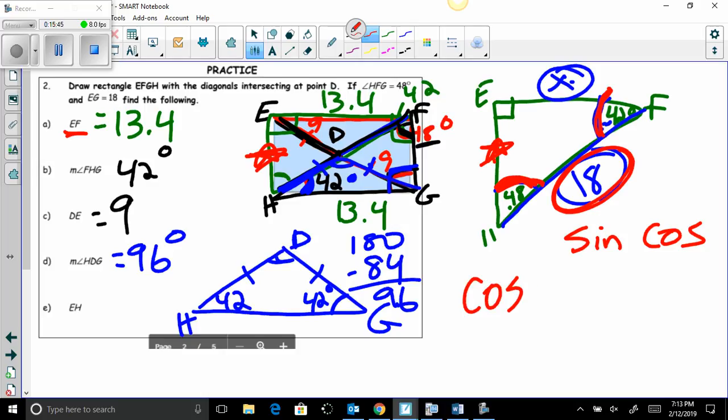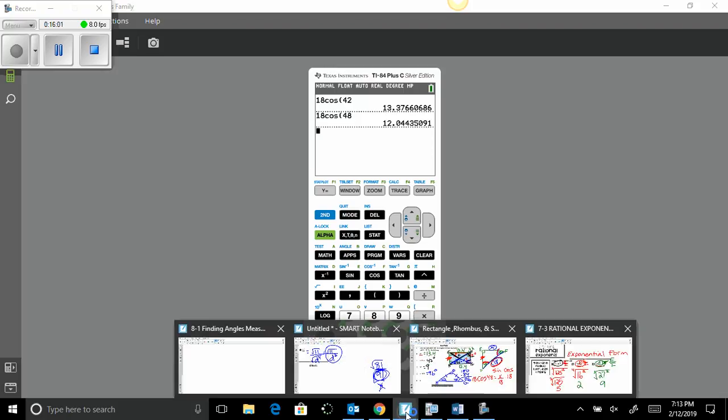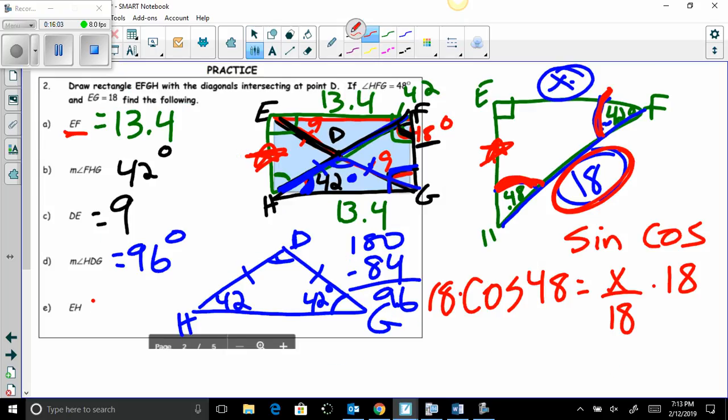So the cosine of 48 degrees equals x over 18. Multiply both sides by 18. 18 cosine of 48, what do I get? I get about 12.0. That doesn't really round anyway. It's a lot to do, but we're using a lot of skills that we've already used in right triangles and incorporating them into what we now know.